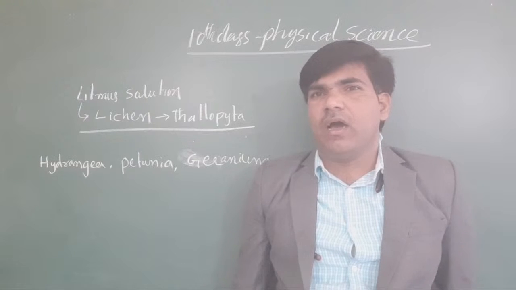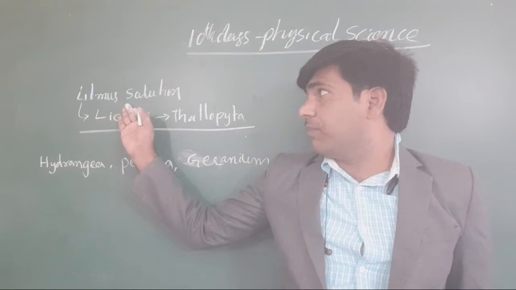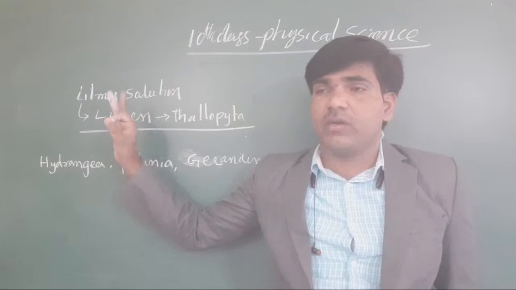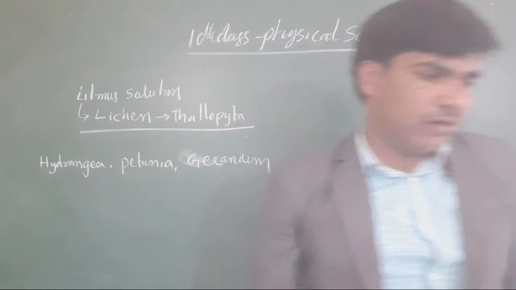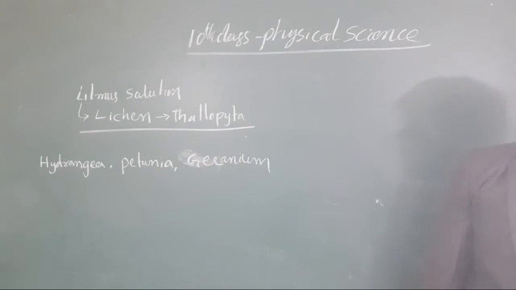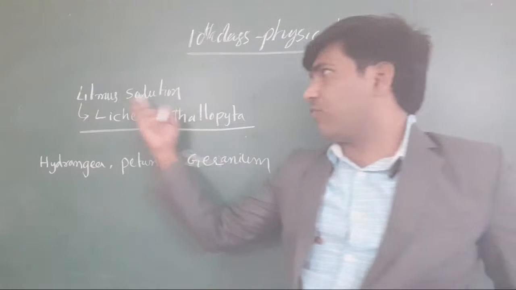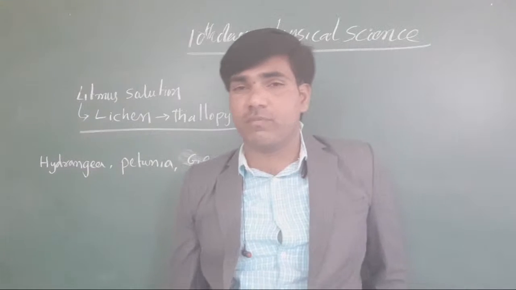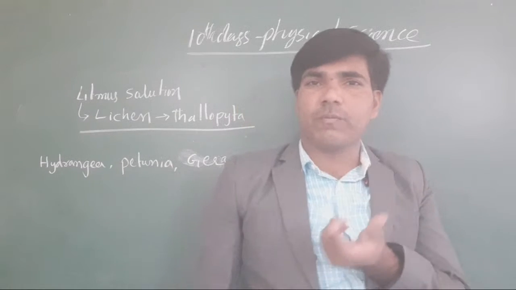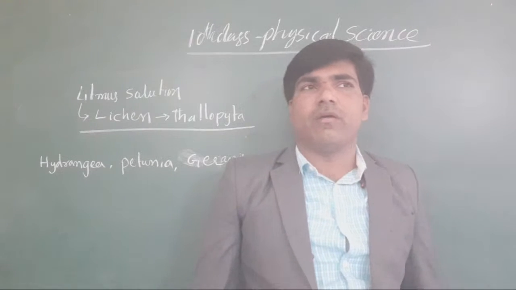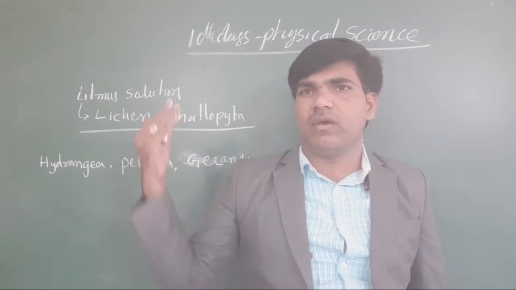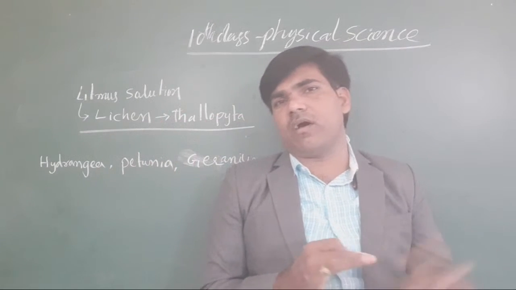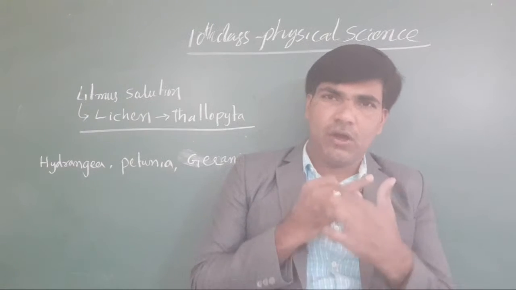In acids and bases, we already completed the litmus paper. How do we prepare litmus paper? We take a lichen plant belonging to the Thallophyta, and its dye is extracted, forming a solution. The litmus solution looks purple in color, but it is converted into which colors? Either it is available in red or in blue.